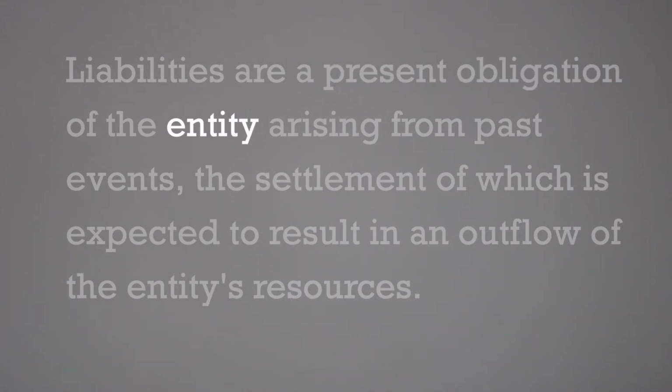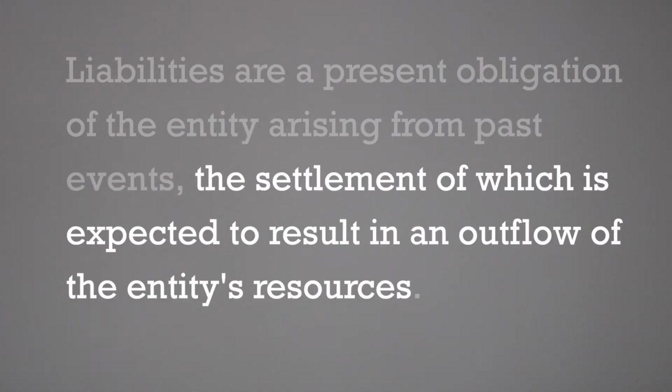We already discussed what an entity was when we were speaking about assets, so I won't cover that again, as well as past events. However, the settlement of which is expected to result in an outflow of the entity's resources is another way of saying that you're going to either pay cash or trade an asset in order to settle the liability, so that you no longer owe it. So in a way, a liability is almost the opposite of an asset. Instead of you owning something that is going to earn the business money, you are obligated to do something that will result in the company having to pay out money.